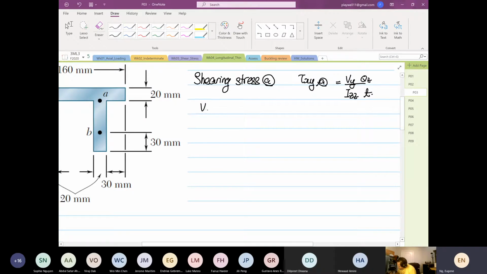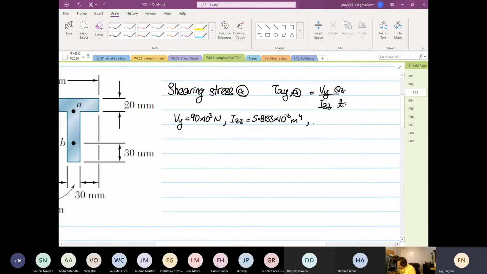We know that Vy is a constant regardless of the point that we are trying to identify. So this is equal to 30 times 10 to the power 3 Newton. And then Izz is equal to 5.8133 times 10 to the power minus 6 meter to the 4.